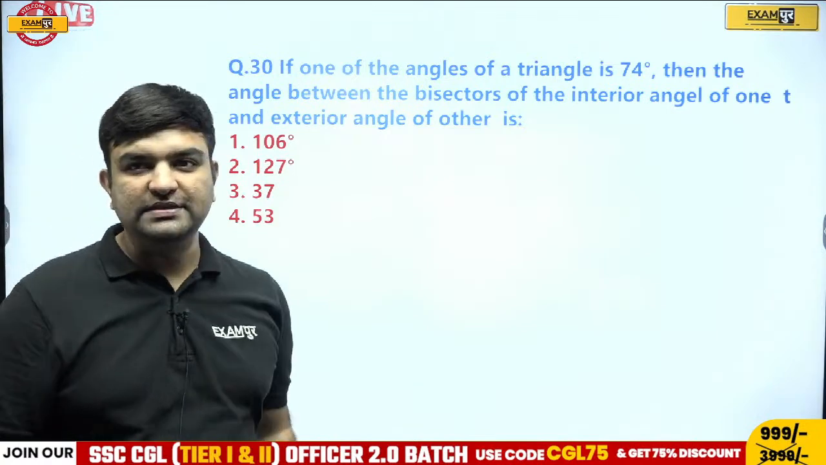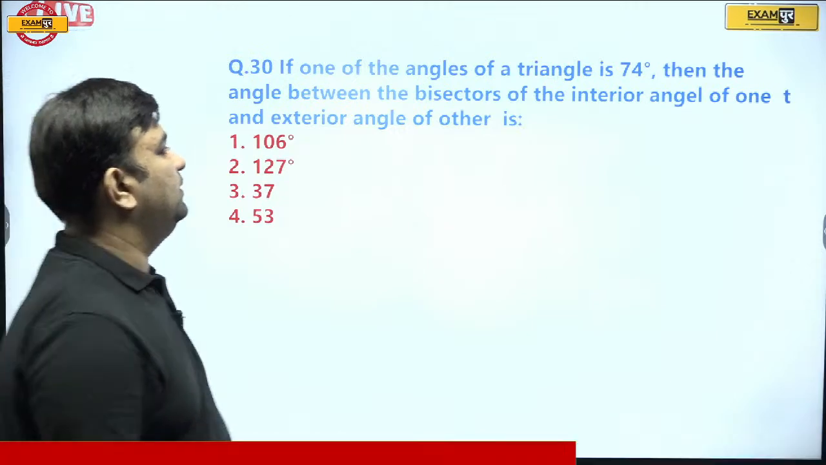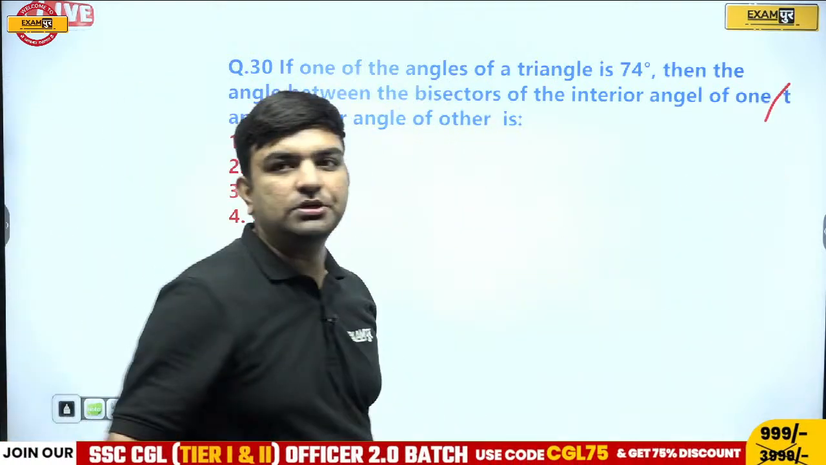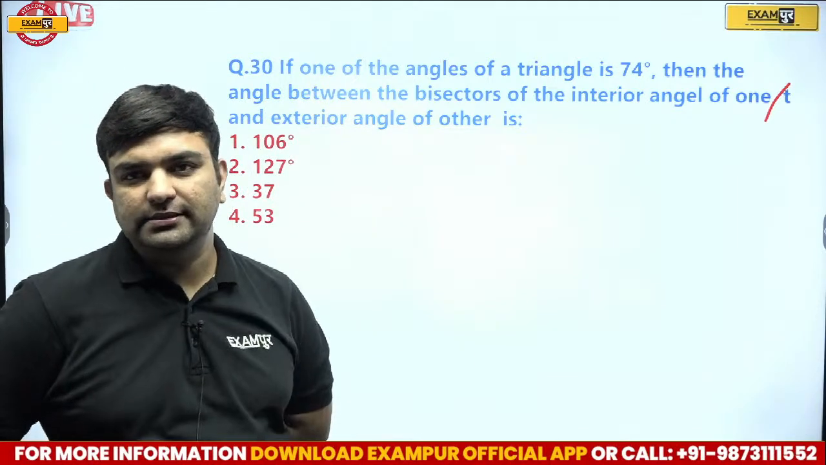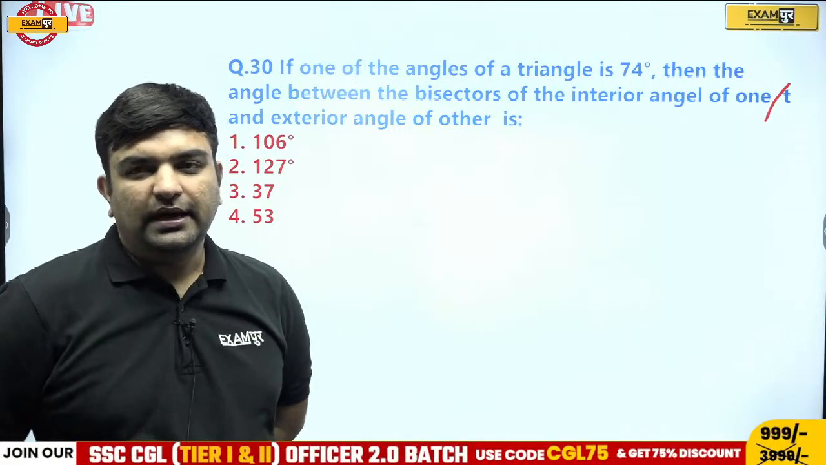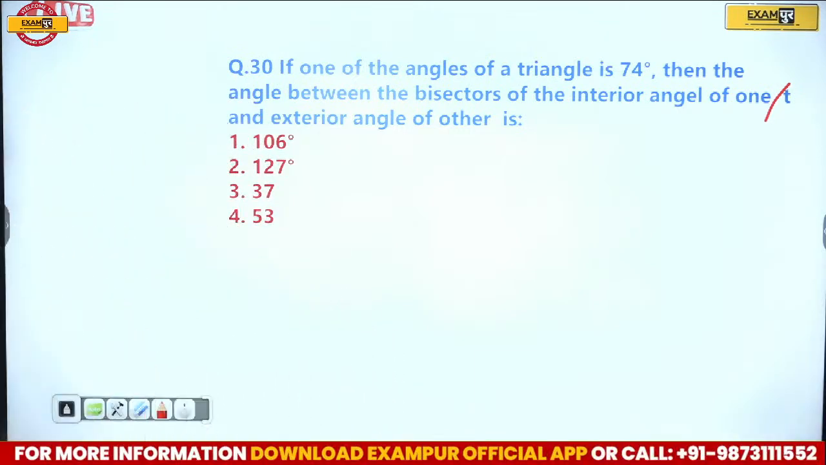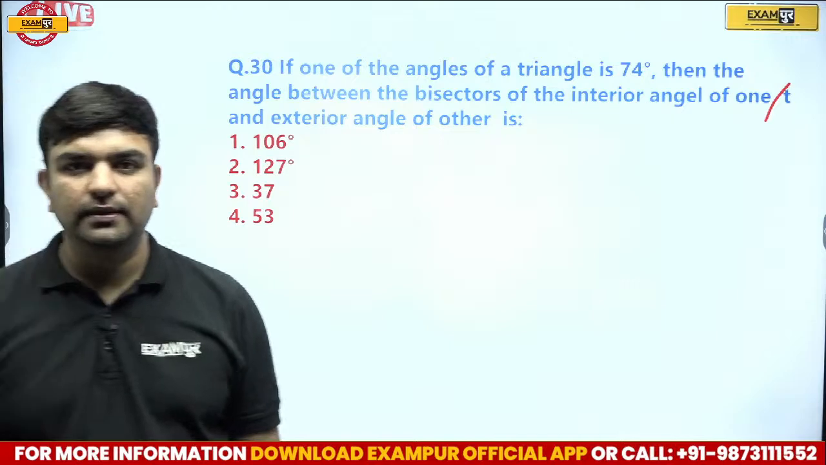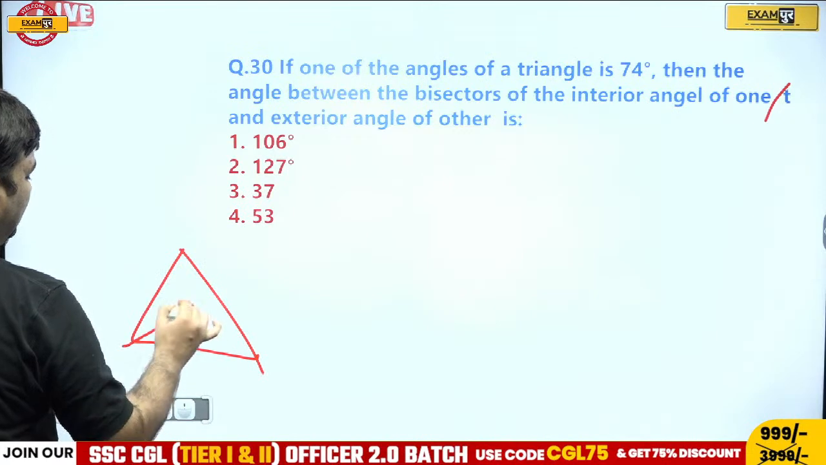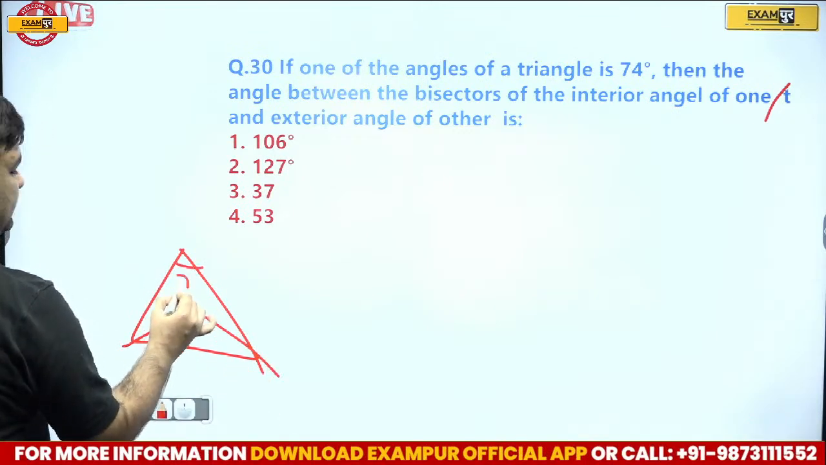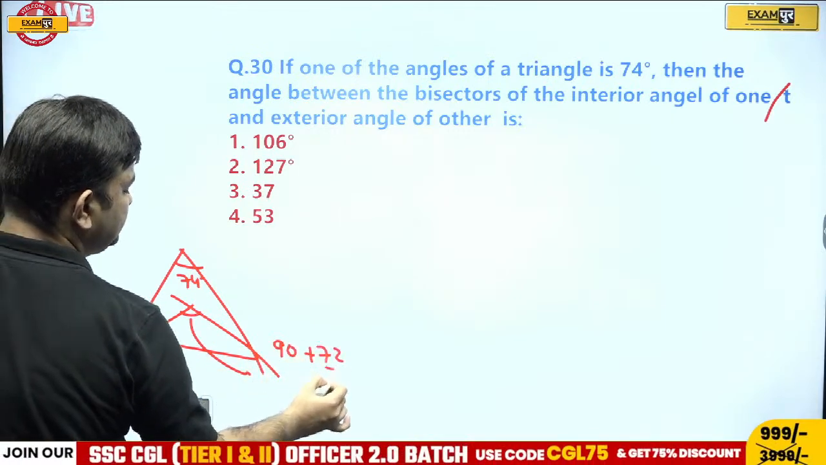One of the angles of the triangle is 74. Then the angle between the bisector of the interior angle of the one and the... Guys, it was a simple question, so I have done some edit in it to give you one more property, or to revise one of your previous properties as well. It was only a question about the internal angle bisector of two. So if this was 74, then this is 90 plus 74 divided by 2.